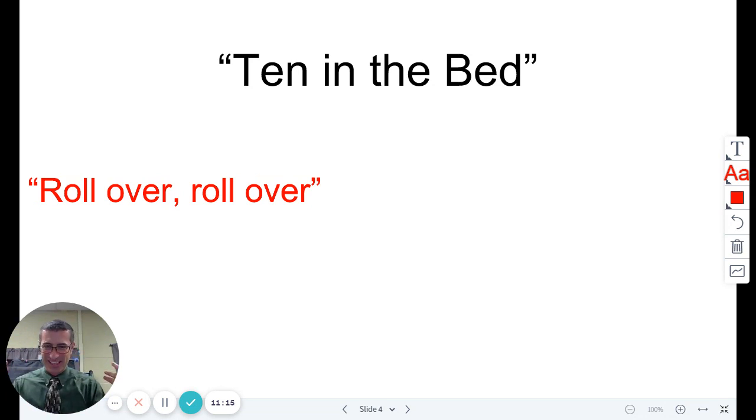Ten in the bed, and the little one said. Awesome. Nice job. Now, that's going to be that follow the leader piece. Anytime we tap and pat and clap like that, that's going to be follow the leader. But now, in the old way we did the song, the little one said, roll over, roll over. But we're not going to do it that way anymore. We're going to change it up a little bit. We're going to change it to this.